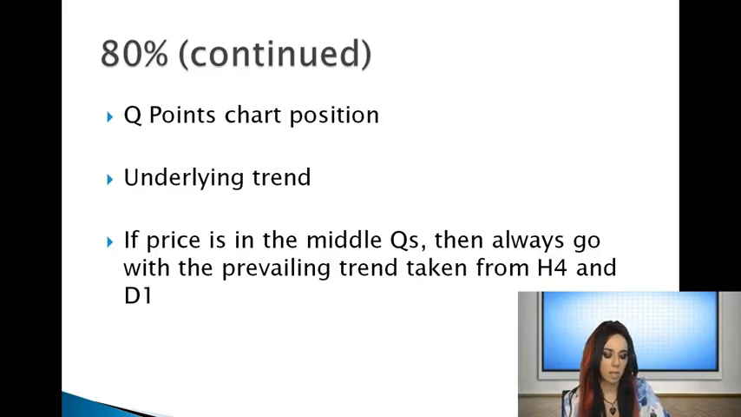If price is inside the Q points, extremes, and the value area acceptance happens against the trend, then you can take the value acceptance as valid. Okay? And we'll go through some of these.